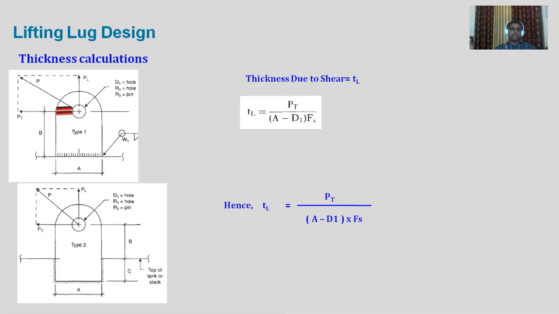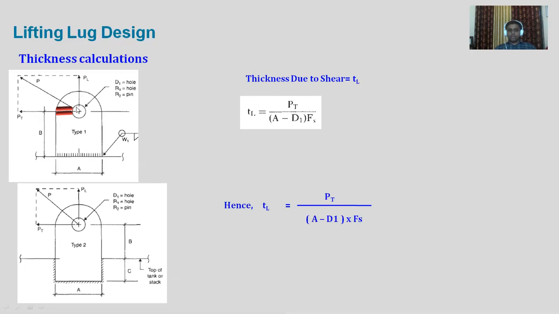So SY, the value of yield, is usually 200 MPa, and that multiplied by 0.4 will give us the allowable shear stress. So that value if we put over here, PT is known to us, and A minus D1 if we put, we'll get the thickness which will be required for that particular lifting lug to resist the shear force. So the shear force that can be caused by PT or by PL, in both the cases, it will be either PL or PT divided by (A minus D1) into Fs.